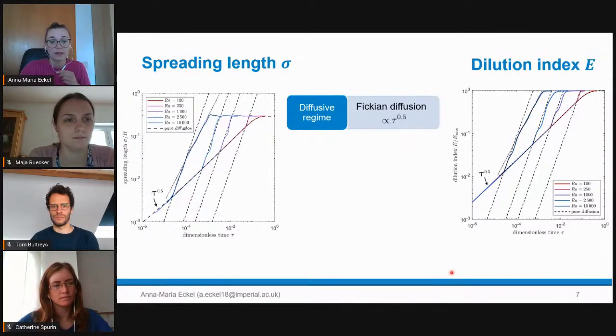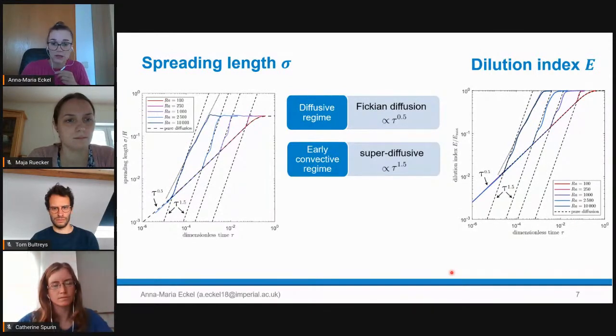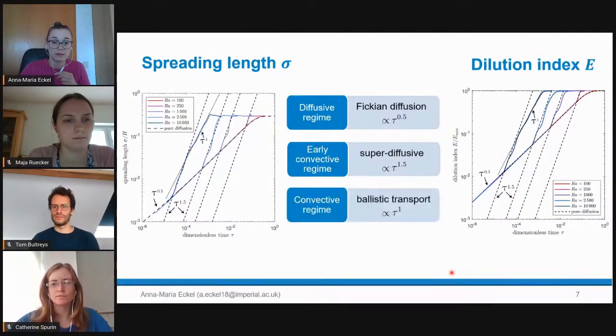But as small fingers are forming and advection starts to be prominent, the scaling of sigma and E turns to a super diffusive scaling of the power of 1.5. And it follows a regime of ballistic transport for the highest Rayleigh number in both graphs.